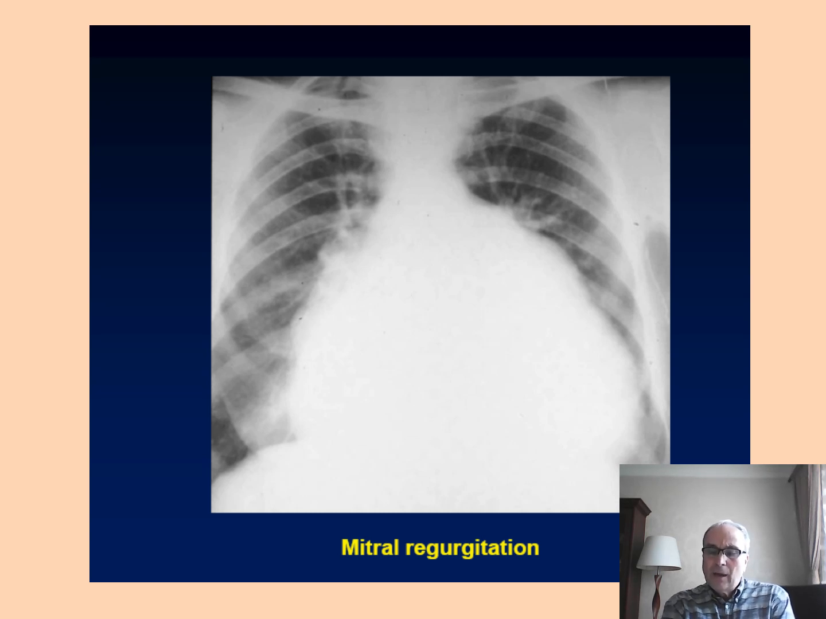However, unlike mitral stenosis, the left ventricle is subjected to a chronic volume overload, which ultimately causes myocardial failure. Clinical findings, symptoms, and signs. Symptoms of mitral regurgitation are related to the level of pulmonary venous hypertension.